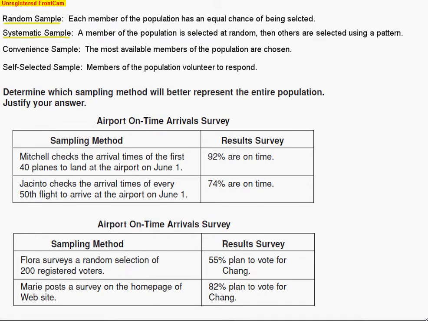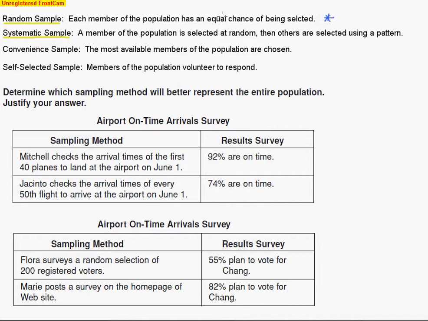The second part of today's lesson asks us to figure out which type of sampling is better. And I listed the different types of sampling up on top here. A random sample, again, is when each member of the population has an equal chance of being selected. And I underlined it because it's the one that you want to use. If you're trying to sample a certain number of people about a situation, this is the one you want to use, if at all possible.